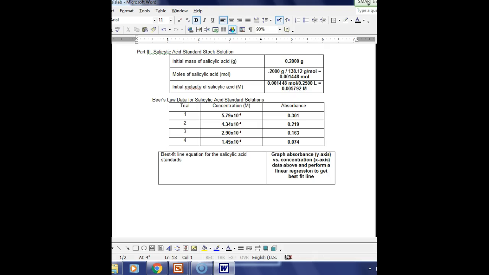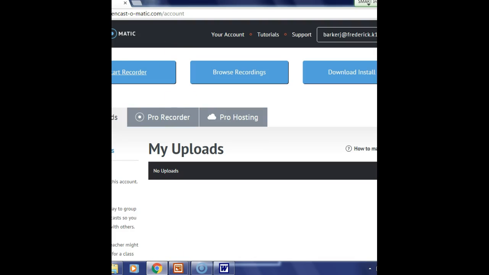You can use your calculators to make a list, have L1 be your x-axis list, which would be concentration, L2 be your y-axis list, which would be absorbance, and then you can do a calculation under statistics that will allow you to do a linear regression, and it will give you the best fit line for that data. That's what you need to put in this box here. It'll be in the form of y equals mx plus b, y being your absorbance, m being the slope, and x being your concentration. So make sure you record those.